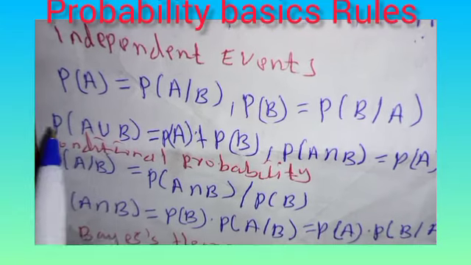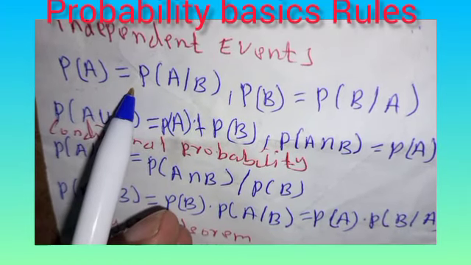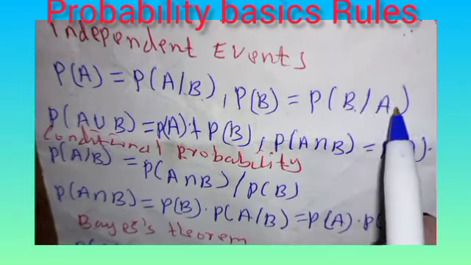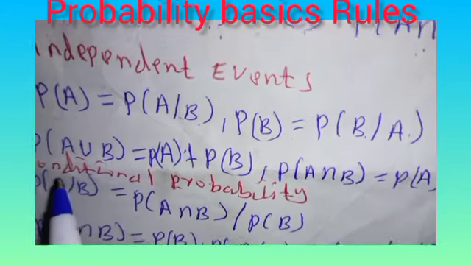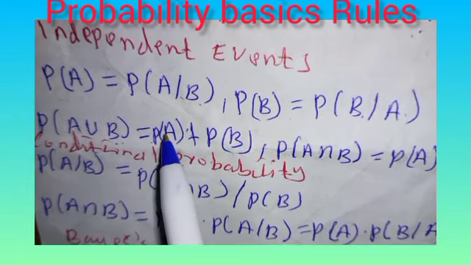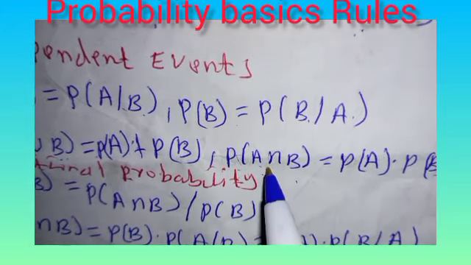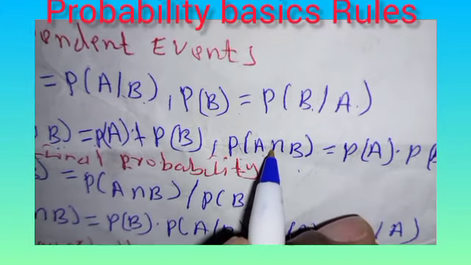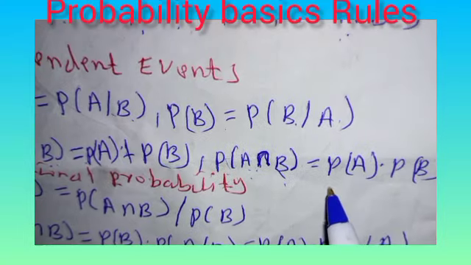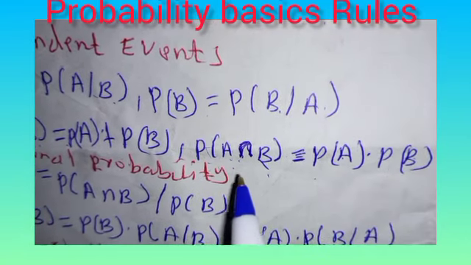Now, this is another rule. For independent events, the probability of A is equal to the probability of A given B, and the probability of B is equal to the probability of B given A. The probability of A union B, meaning A or B occurring, is given by the probability of A plus the probability of B minus the probability of A intersection B. The probability of A intersection B, meaning both A and B occurring at the same time, is given by the probability of A multiplied by the probability of B for independent events.